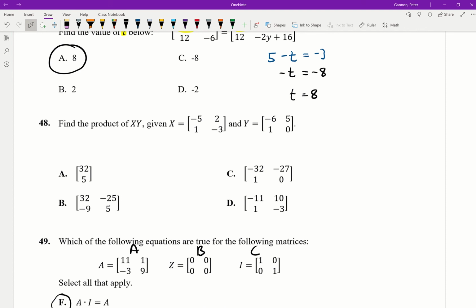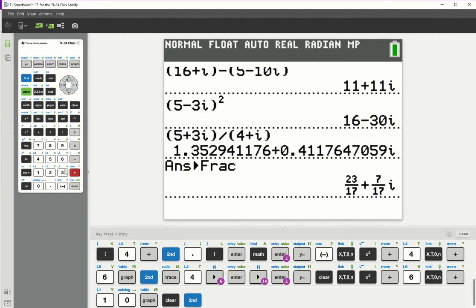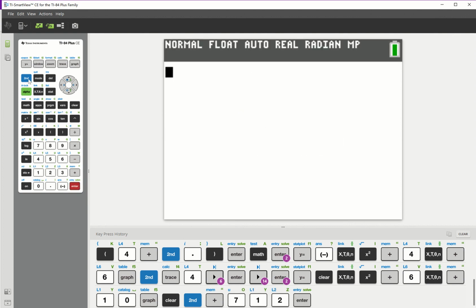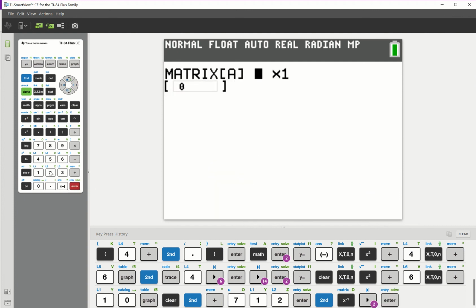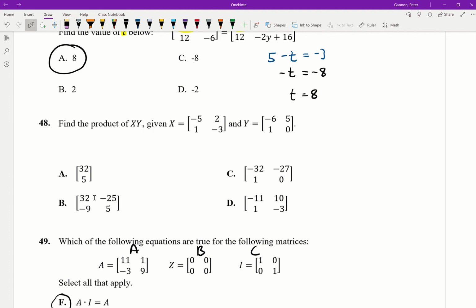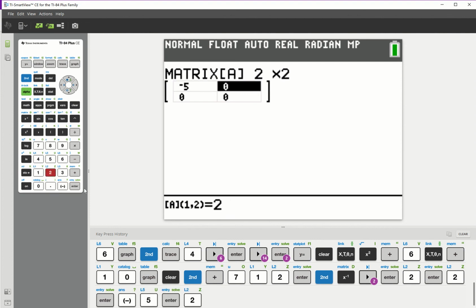So this wants us to find the product. Here is where I would use the graphing calculator. All right, so we're doing matrices. So let's go ahead and let's see. I'm going to, again, clear the memory out. So second plus 7, 1, 2. All right, and whenever we do matrices, we're going to go second matrix. We have to start by editing. So the first matrix is 2 by 2. All right, let me go back to the problem. It's -5, 2, 1, -3. So -5, 2, 1, -3.